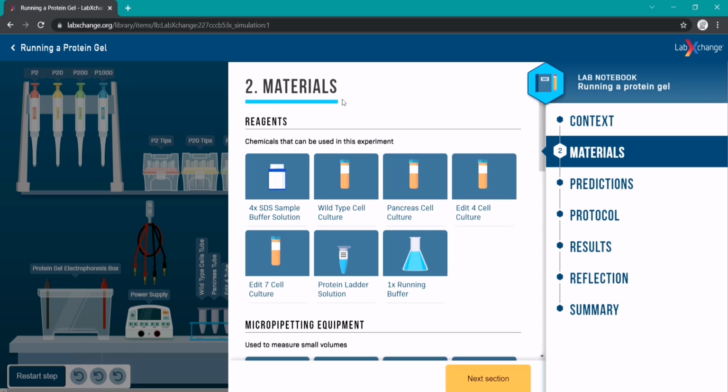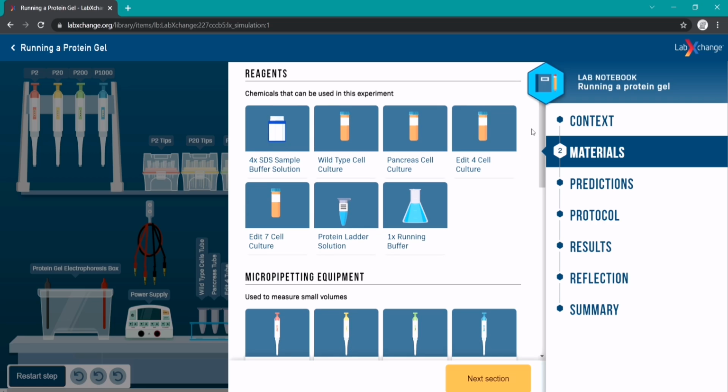Materials, reagents, and chemicals that can be used in this experiment are 4x SDS sample buffer, wild type cell culture, pancreas cell culture, edit 4 cell culture, edit 7 cell culture, protein ladder solution, and 1x running buffer. All of these are the solutions used in this experiment.